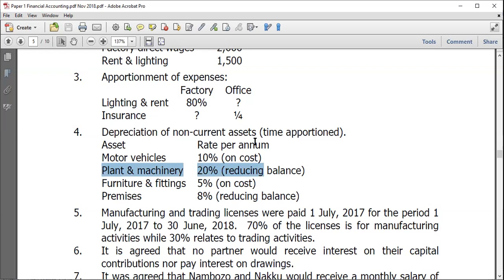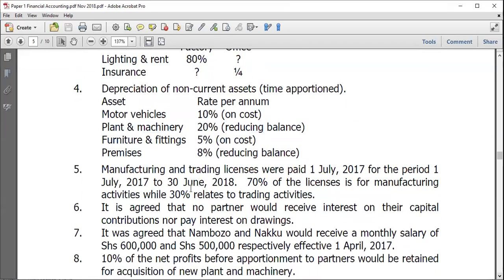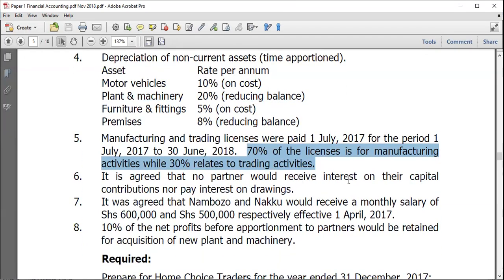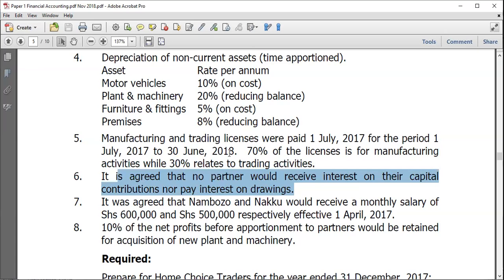Now the next thing that we also need to look at, they're telling us that manufacturing and trading license were paid 1st July 2017 for the period stated. 70% of the license is for manufacturing activities, while 30% relates to the trading activities. So this is also just a distribution, so you know how to apply each of the portions. It's agreed that no partner would receive interest on their capital contributions, nor be charged interest on drawings. This is so common with partnerships where they have interest on drawings, interest on capital contribution, and so on, which is not here.